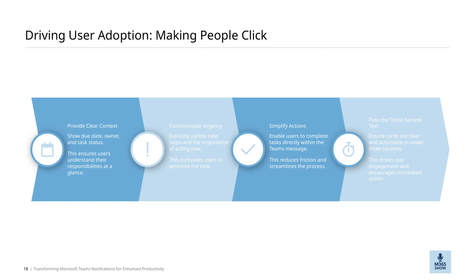We also need to simplify actions by clearly outlining what the next steps are and emphasizing why acting now is important. This helps motivate users to prioritize their tasks without confusion. Finally, effective communication of urgency is critical. Showing details like due dates, owners, and task status at a glance ensures everyone understands their responsibilities immediately. By focusing on these points, clear, actionable cards, streamlined task completion, clear next steps, and urgent communication, we can truly drive user adoption and make Teams notifications a powerful tool for productivity.